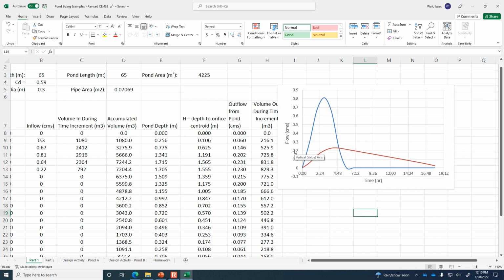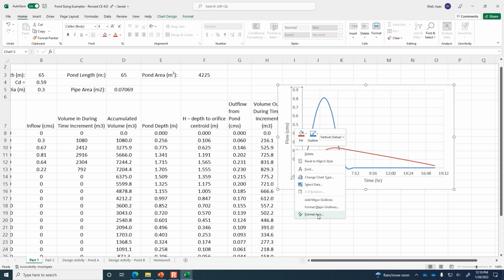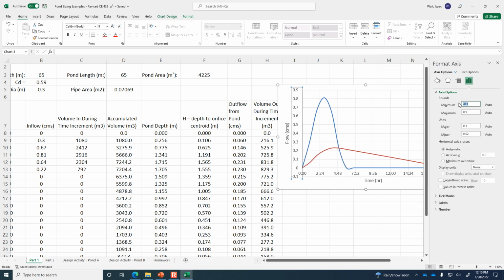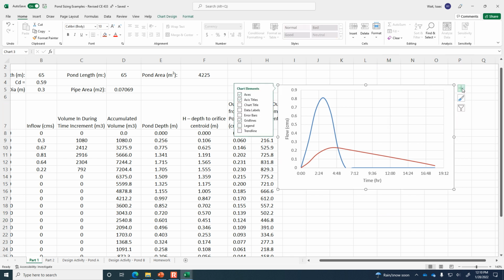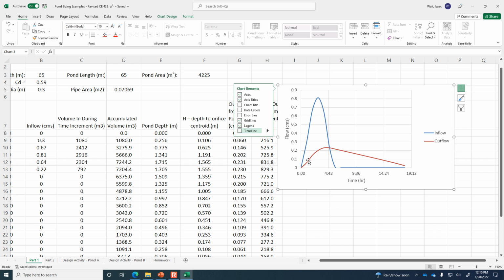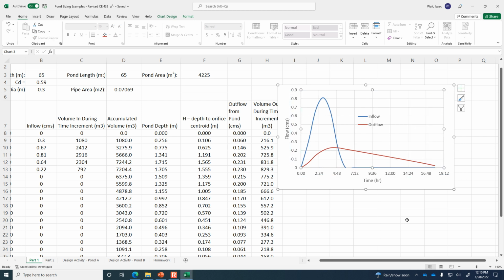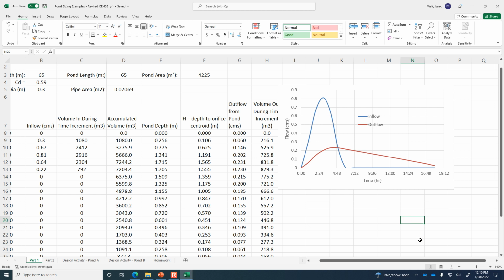Let me right-click on the vertical axis and format it so that it just starts at 0 as the bounds rather than that negative. Okay. Let's add a legend. Okay, so then it's more obvious which is the inflow and which is the outflow. We have a nice hydrograph. It's kind of showing us what the pond is doing.